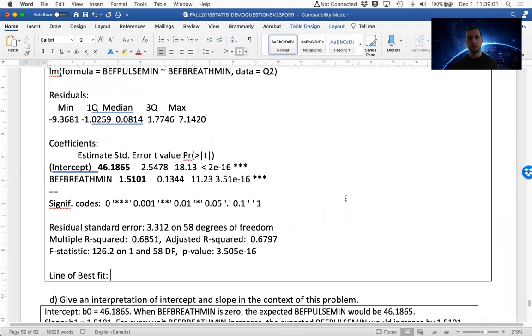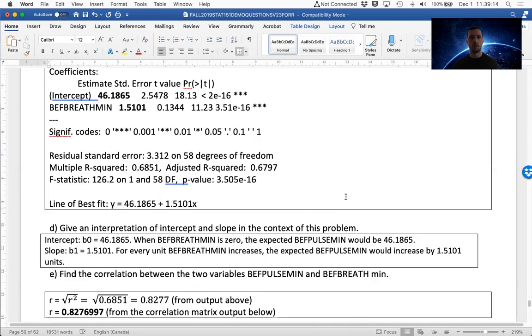Sorry, I missed this part. So the line of best fit is just going to be y equals 1.5101 x plus 46.1865, yes.